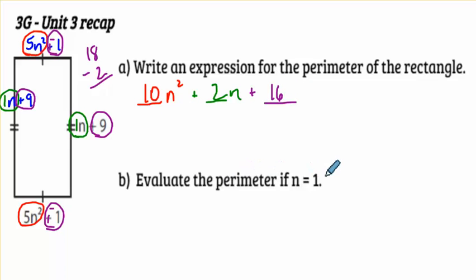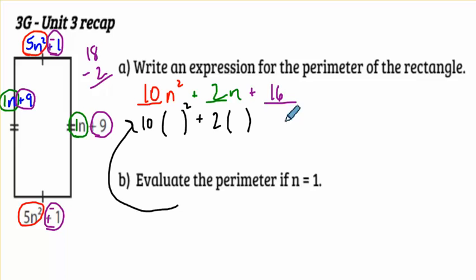Now we do need to evaluate the perimeter if n is equal to 1. There were two different ways to do this. One way would be the parenthetical promise. So I'm actually just going to come up here, since I've already gotten all this written down, and every time I see an n, I'm going to put a parentheses. So I see an n here, and I also see an n here. Everything else comes down. So I have a 10, and I have a little exponent of 2, and I have a plus and a 2, and I have a plus and a 16. And we can put now 1 in for n.